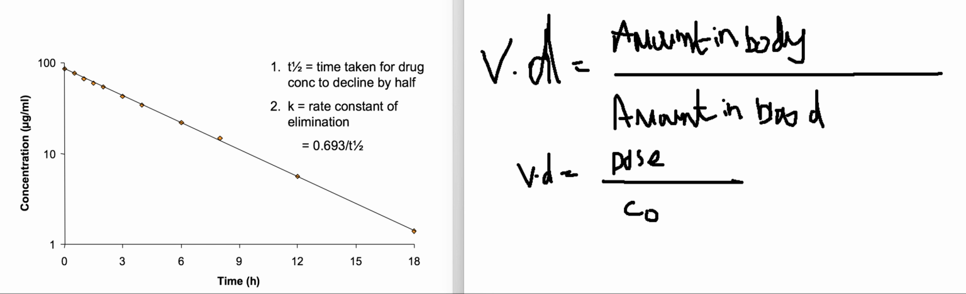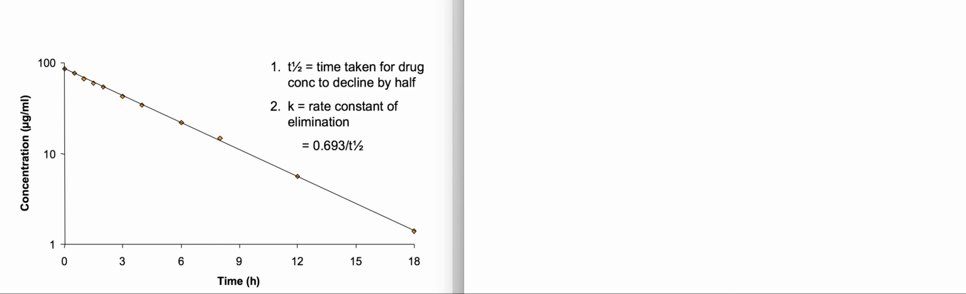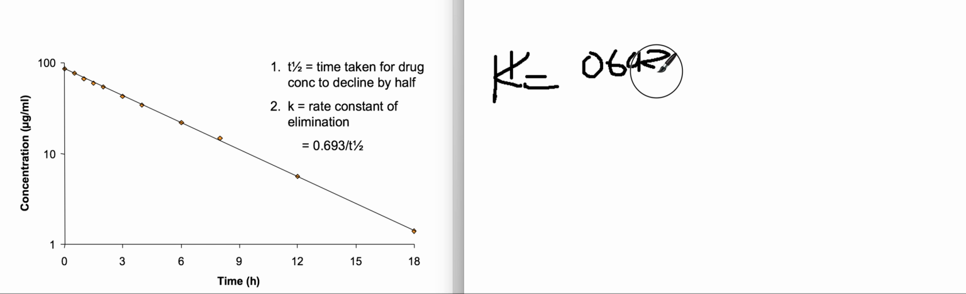Right, so the equation that links half-life and K is K equal to 0.693 divided by half-life. This is the equation that we use.